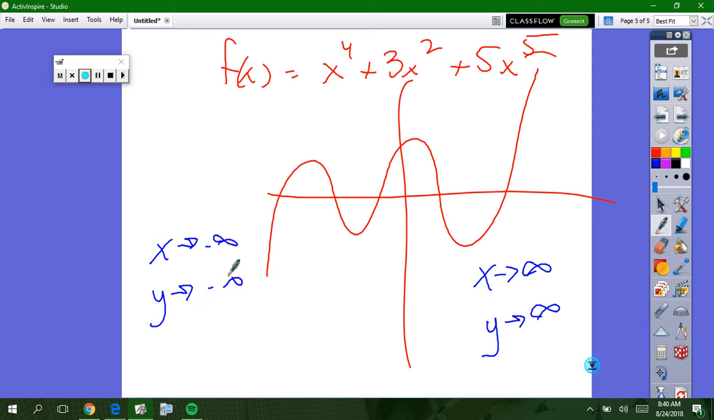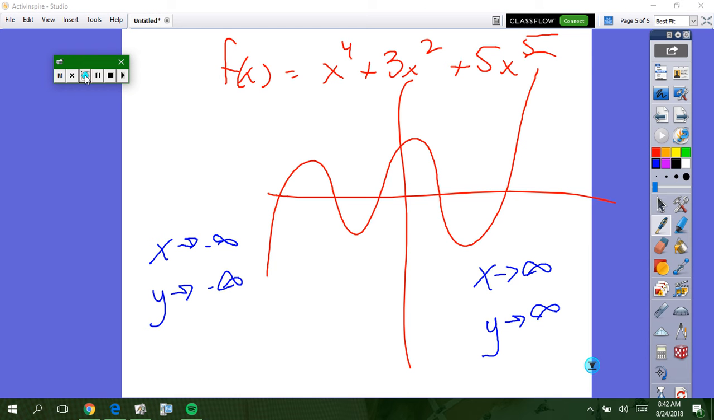As x is going to negative infinity, what's y doing? Negative infinity. Okay? Awesome. Any questions so far? This is really what's happening for your lesson.